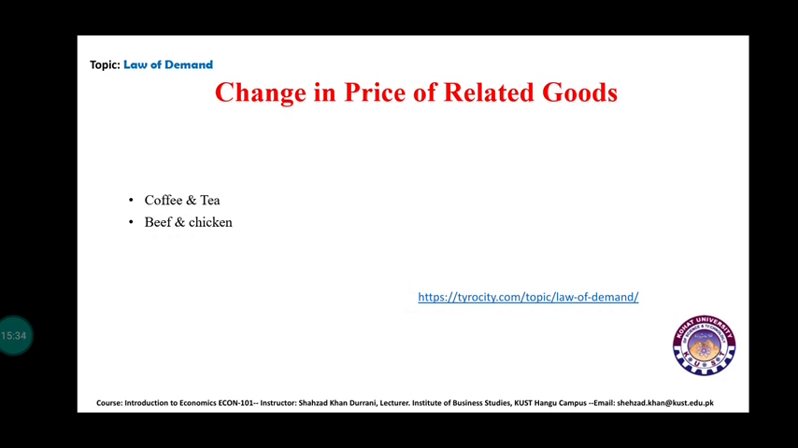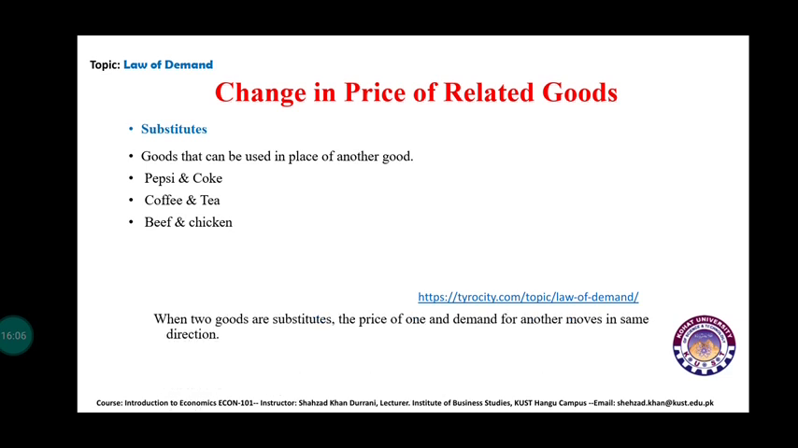Then we have the change in price of related goods. Another kind is substitute goods, and they are goods that can be used in place of another good. For example, coffee and tea can be used in place of each other. Beef and chicken can be used in place of each other. So if there is an increase in the price of beef, people will switch towards chicken. Pepsi and Coke can be an example as well. And look at the graph, the demand curve will shift to the right. It means when two goods are substitutes, the price of one and the demand for another move in the same direction.